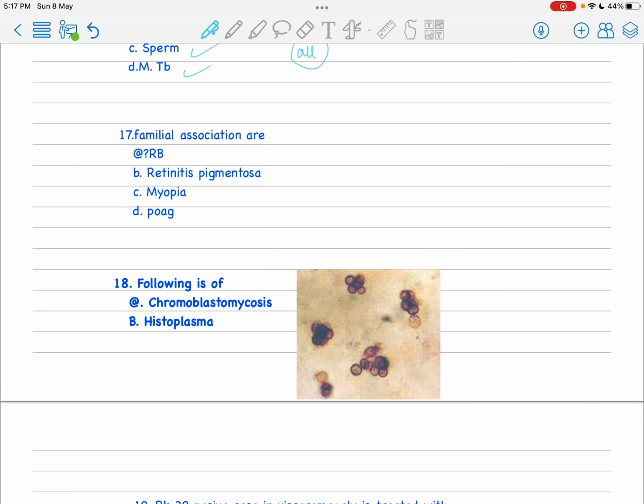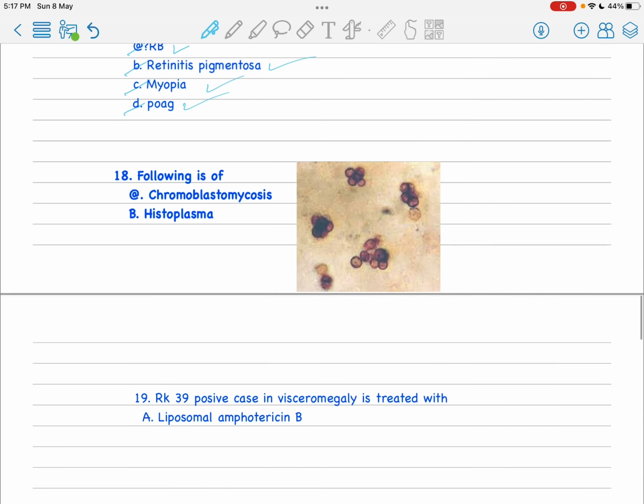And next is the familial associations in case of retinoblastoma, retinitis pigmentosa, and it is also multiple. Retinoblastoma, you know, primary open angle glaucoma, you know, retinitis pigmentosa, you know, myopia, you know, so all of these above, okay, so everything is the answer.